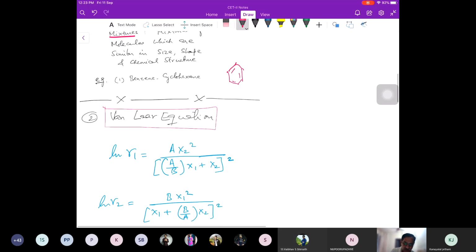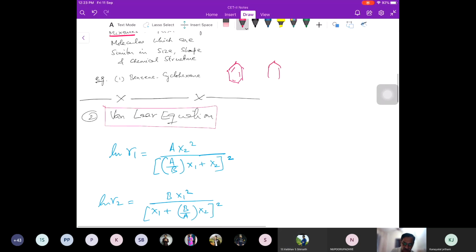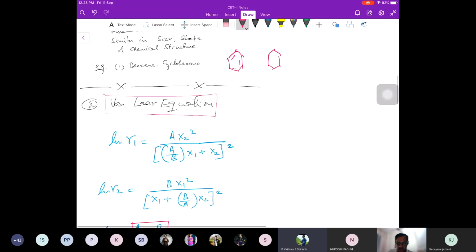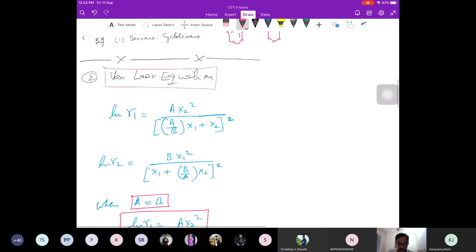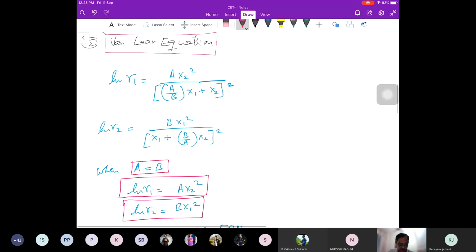So cyclohexane is nothing but this. Instead of double bond, there is single bond. That's all. So similar size, similar shape, similar chemical structure. दिख रहा है? Yes. So that's why we have to see कि molecules कौन से similar हैं and they are simple to use.